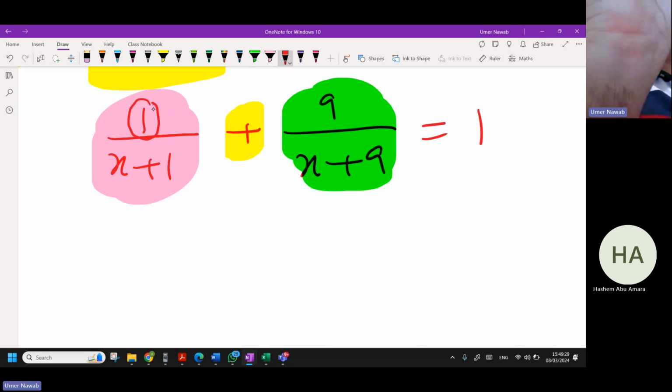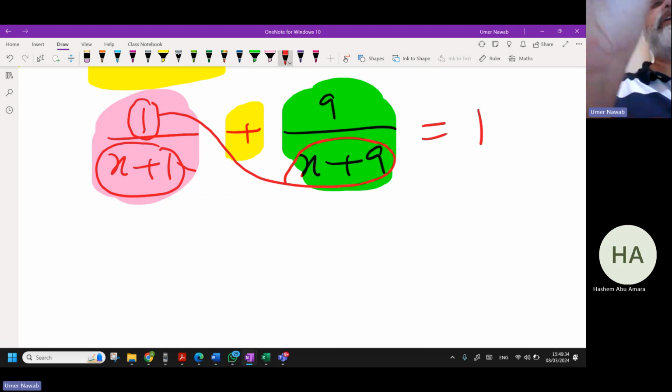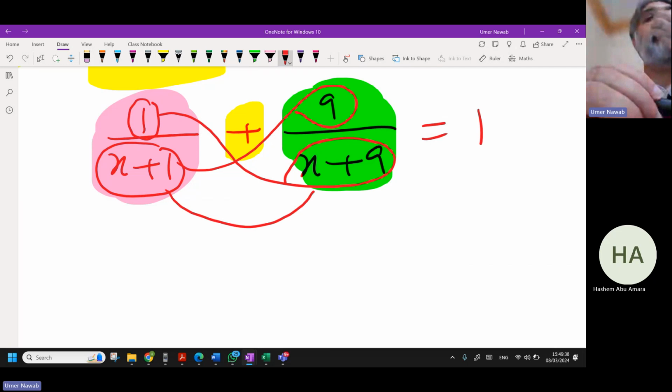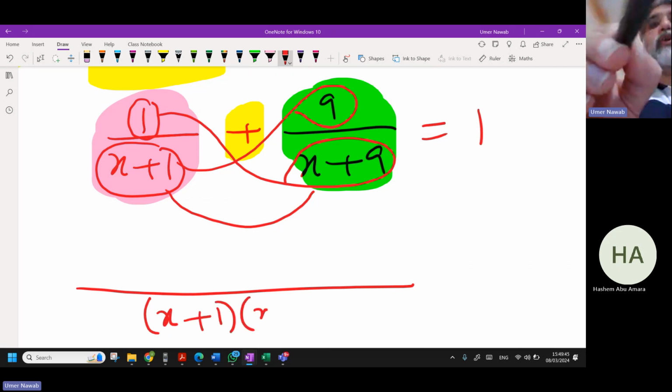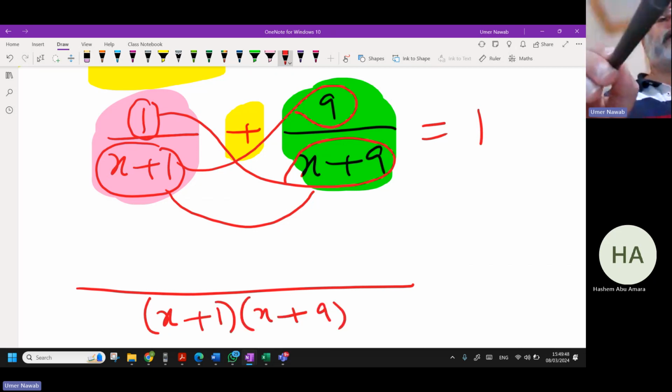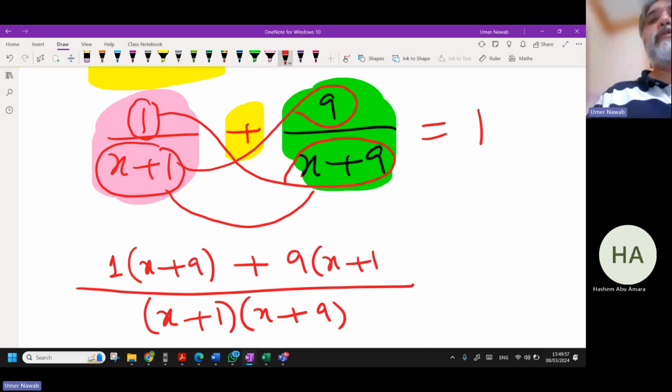So the butterfly method is 1 multiplied with x plus 9, and x plus 1 multiplied with 9, and x plus 1 multiplied with x plus 9 in the denominator. So this method is called the butterfly method. I think Mr. Ahmed has taught you this technique in grade 9. So x plus 1 multiplied with x plus 9 in the denominator, 1 multiplied with x plus 9 plus 9 multiplied with x plus 1. Don't forget, guys, we need to keep them within the brackets, and this equals 1.